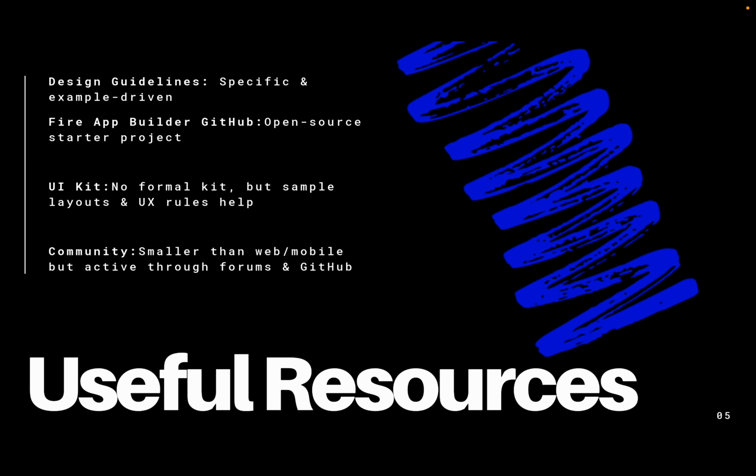Some of the most helpful resources I found were the design guidelines, which have lots of examples and specific tips, and the Fire App Builder GitHub repo, which is open source and gives you a starting point for your app. There isn't an official downloadable UI kit like you see for iOS or Android, but the examples and templates included are still really useful. The developer community is smaller than web or mobile, but there are forums and GitHub discussions where developers help each other.